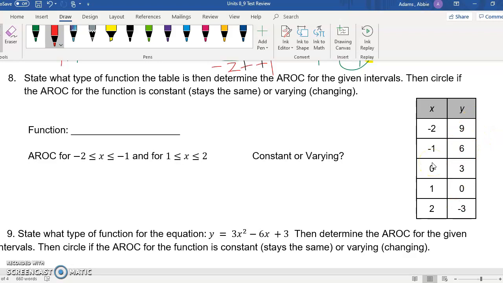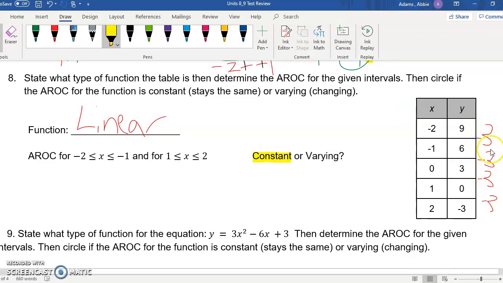9 to 6, well, that's decreasing by 3. 6 to 3 is also decreasing by 3. 3 to 0, that's decreasing by 3. And 0 to -3, that's decreasing by 3. But those are the same. It doesn't change. So this is a linear function because I'm adding or subtracting the same values from my y values every time. So I can already say that this is a constant average rate of change because, as you can see, it's not changing here. But let's solve for it algebraically just to make sure.